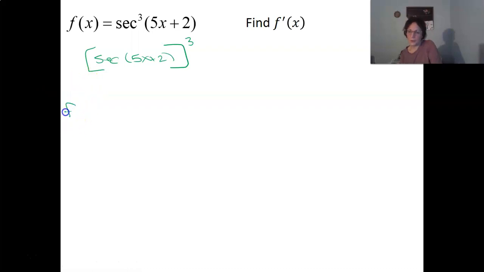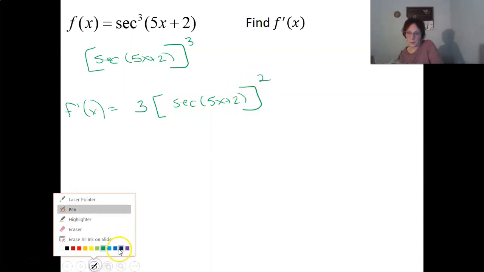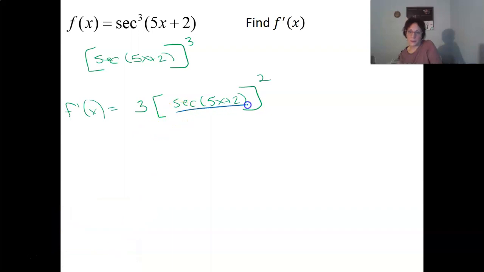Okay, so if I want my derivative, again, let's start from the outside in. So I have a cloud raised to the 3rd power. So 3, my cloud, untouched of course, raised to the 2nd. And then I need to take the derivative of this. The derivative of the secant of what is a new cloud, secant of 5x plus 2, is the secant of 5x plus 2 tangent of 5x plus 2.